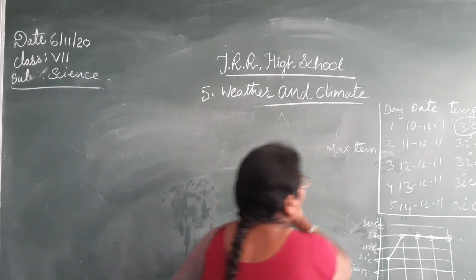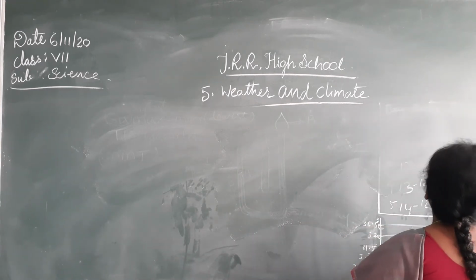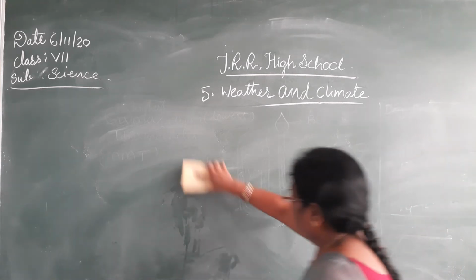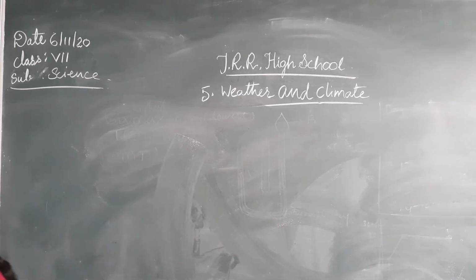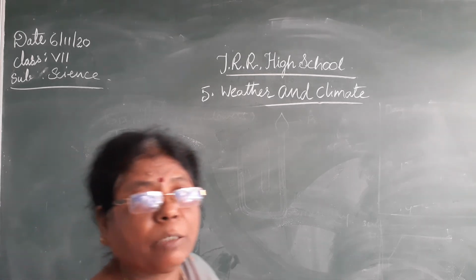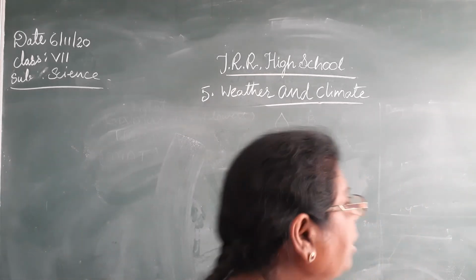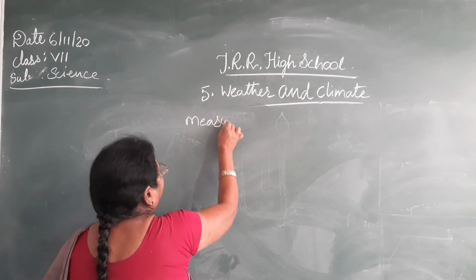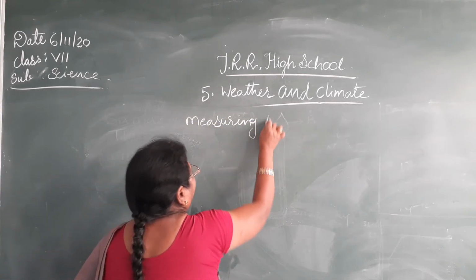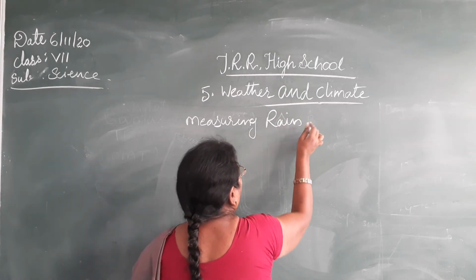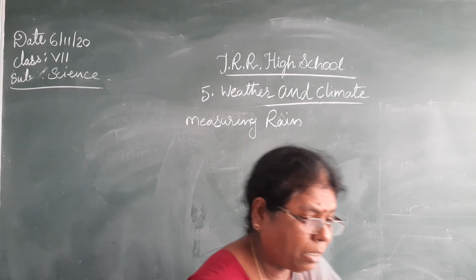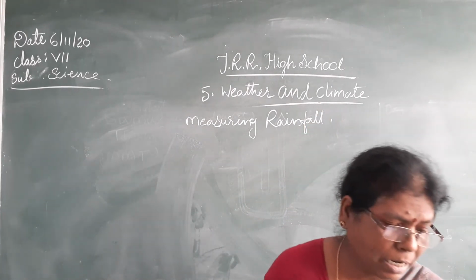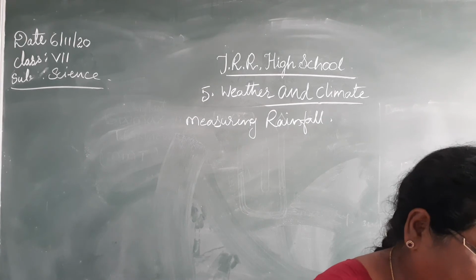Next, we are using the thermometer to know the maximum and minimum temperature of a place. Now, measuring the rainfall. How to measure the rainfall? What do we use to measure the rain?